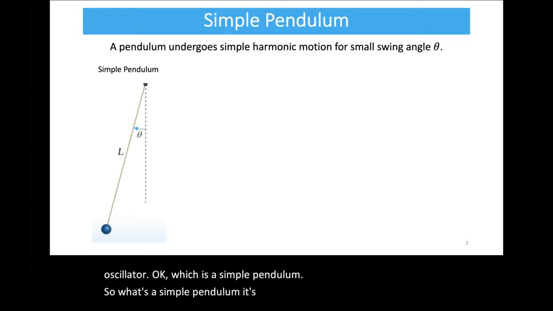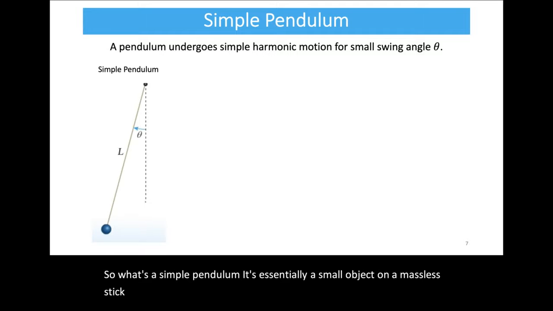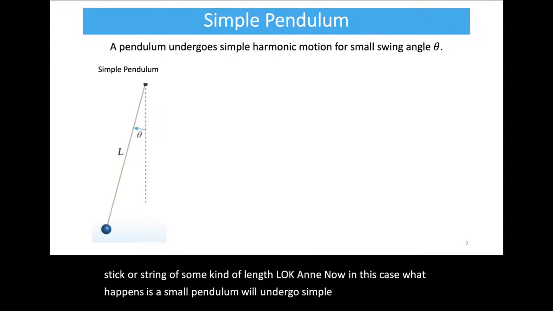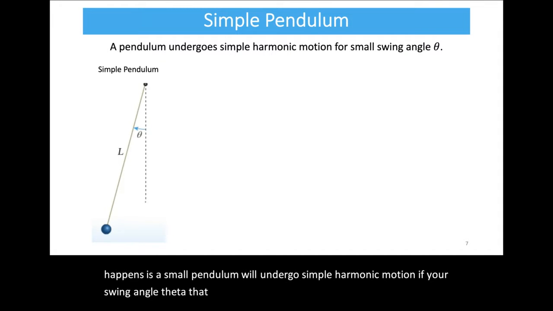It's essentially a small object on a massless stick or string of some kind of length L. And in this case, a pendulum will undergo simple harmonic motion if your swing angle theta, that angle from the vertical, is small.